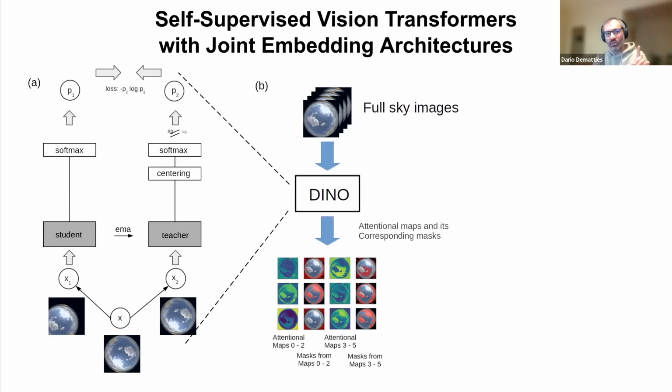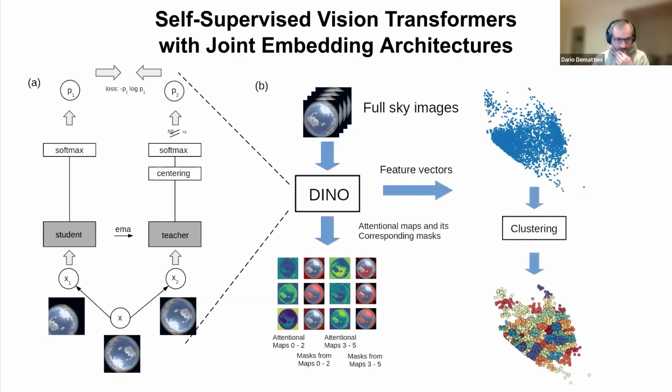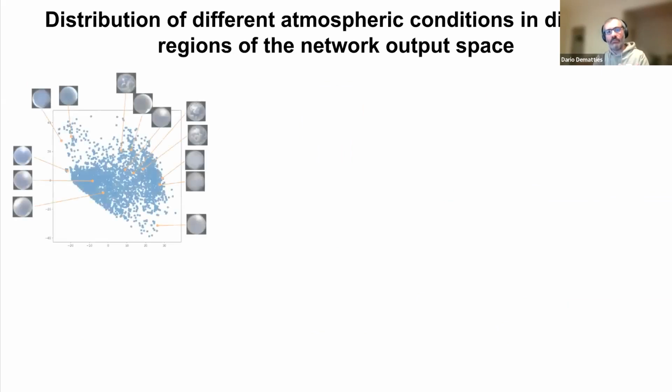Yet, more importantly, the feature vector, the output feature vector of the network, presents important clustering capabilities that I will be talking about in the next slide. So, as I already said, the network presents important capabilities in terms of atmospheric condition characterization. First, different atmospheric conditions are mapped in different locations of the network output space.